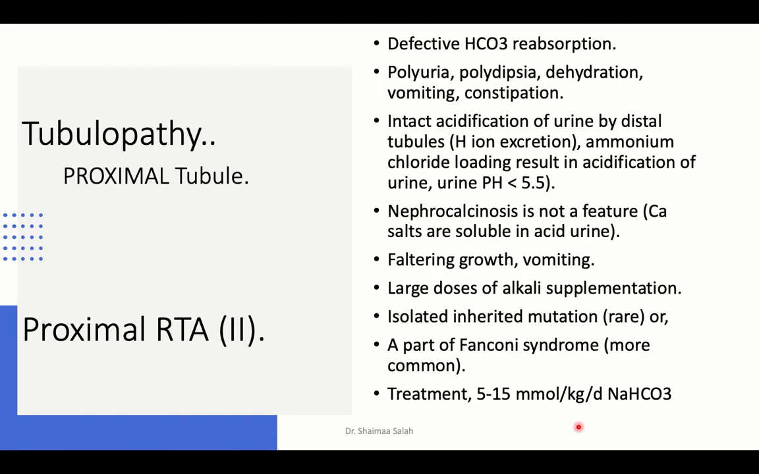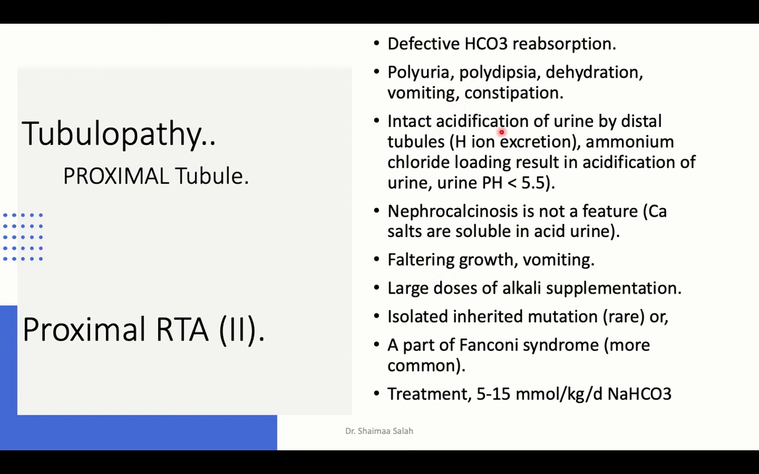RTA type 2, or proximal RTA, we have defective bicarb reabsorption by the proximal tubule, so the same presentation but more severe. So an infant presenting with attacks of polyuria, polydipsia, complicated by dehydration, and this will be complicated by vomiting, constipation, and maybe dehydration fever. Anorexia, failure to thrive, growth failure, okay, very important.